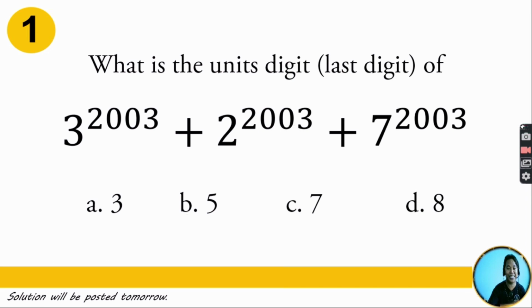So let's start. What is the units digit or the last digit of 3 raised to 2003 plus 2 raised to 2003 plus 7 raised to 2003? And our choices are A. 3, B. 5, C. 7, D. 8. So let's start with 3 raised to 2003 plus 2 raised to 2003 plus 7 raised to 2003.